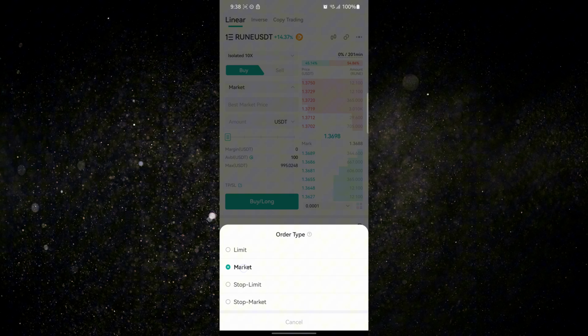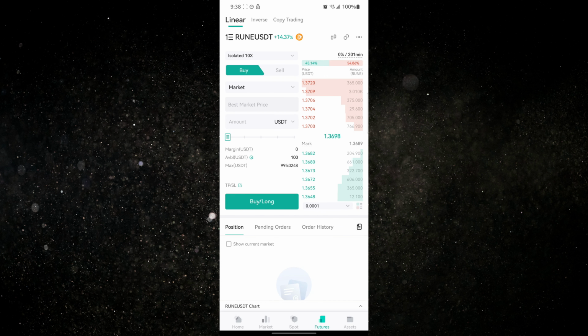Now, using market means you're going to enter the trade at the market price, and using limit means you're going to enter the trade at a particular price that you set. All right, and using limit, your trade won't trigger unless it hits that particular limit price. So that's that. Now, remember we're making use of 10x leverage.